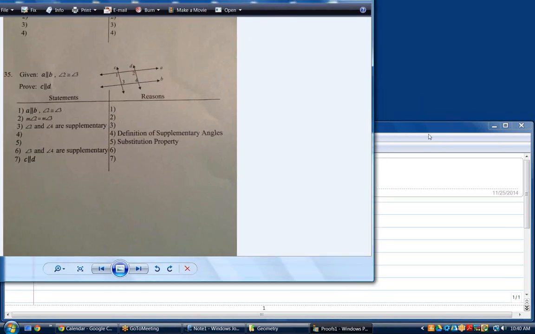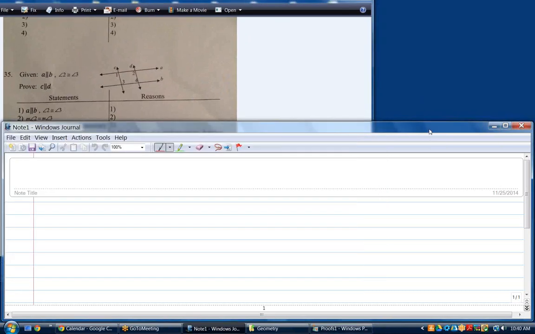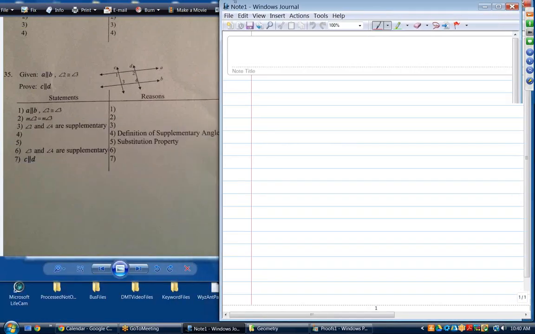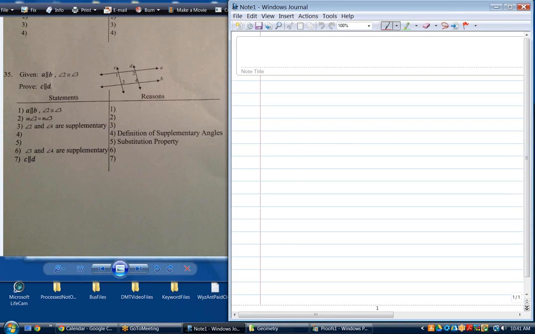Okay, here, let me get my writing tablet right. Okay, so we have this as the given, and we're trying to prove that line C is parallel to line D. And we don't know that. The only thing we know is line A is parallel to line B.